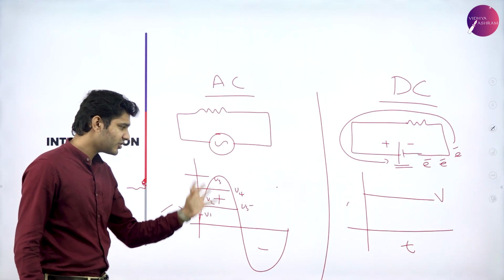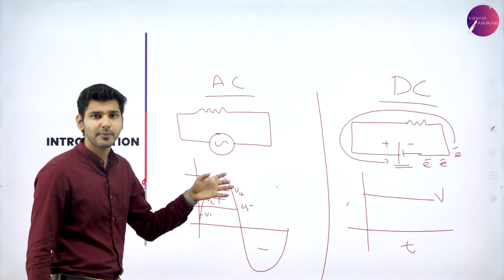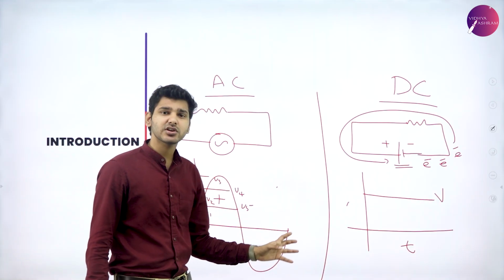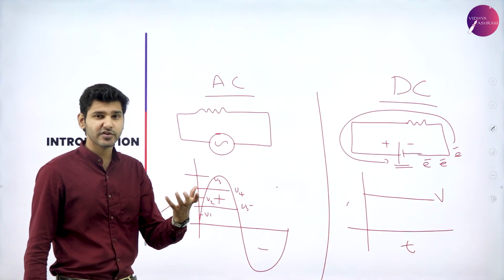Again, why is this current dangerous? What is happening here? Why is the nature of this graph like this? That is all what we are going to study here.